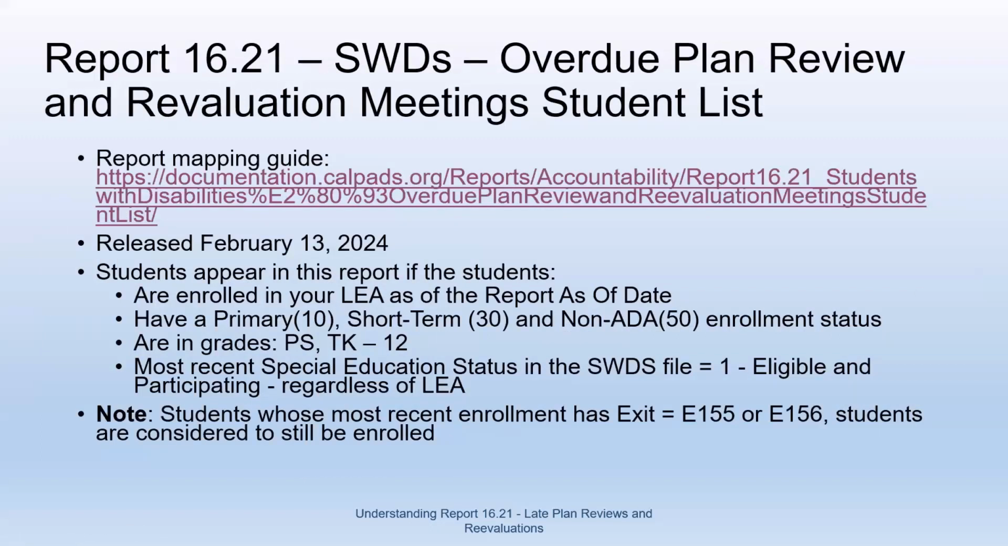All right, so first of all, CISA's put together a wonderful report mapping guide for Report 1621. The report mapping guide is great because it tells you all of the selection criteria. How do those students appear on those reports? What do all of the columns mean? How are the calculations done for the monitoring categories? All of that information is in the reports mapping guide.